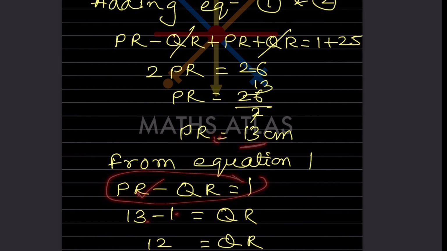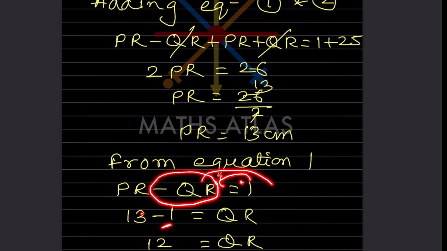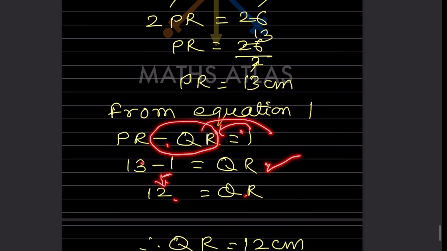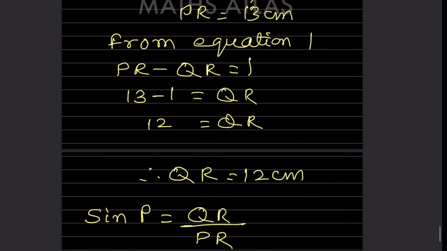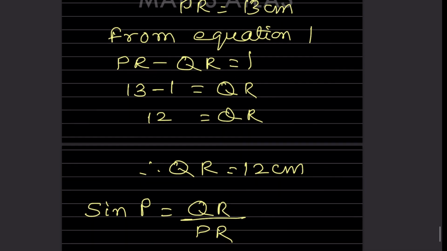So 13 minus, now see here, 13. And if we take this 1 on the other side, this is plus 1, so that is going to be minus 1. And if we take this QR on the right hand side, this is minus QR, that is going to be plus QR. So this is going to be 12 is equal to QR. So we can write here QR is 12 centimeter. Now this is done, we got PR and QR, but that is not done.